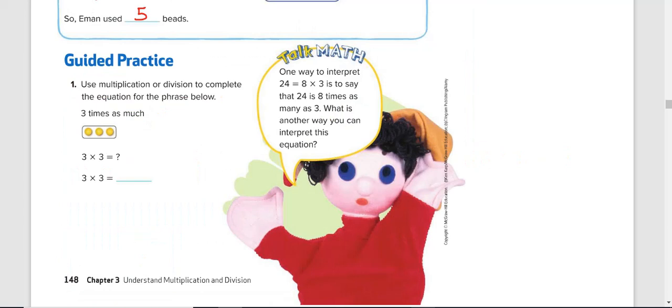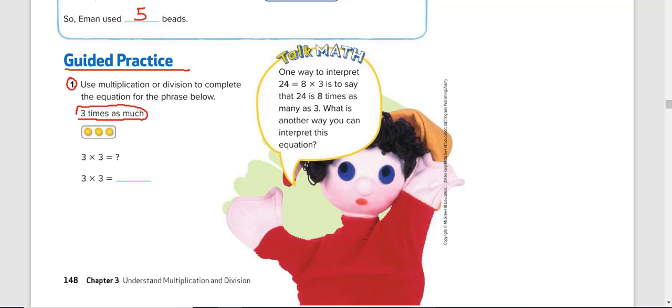Okay, so let's take a look at this guided practice. I want you to try it by yourself. So step 1, question 1, 3 times as much. We have a model here, but it is to be 3 times as much as this. So I can create another model, 3 times as much, 1, 2, 3. Another group, 1, 2, 3. So 3 times now, 1, 2, 3. If I count the number of circles there, 1, 2, 3, 4, 5, 6, 7, 8, 9. So 9. 3 times 3 will give you 9.